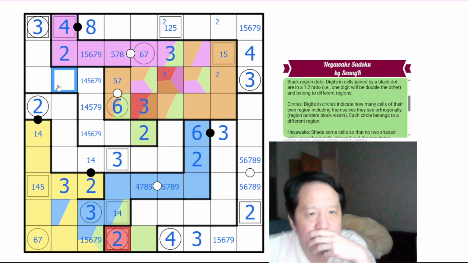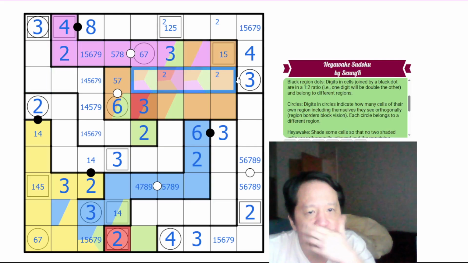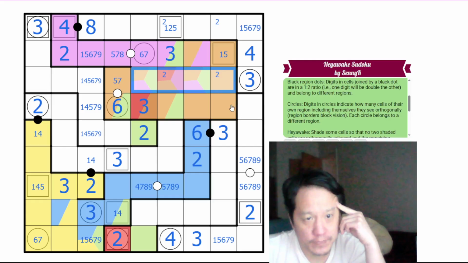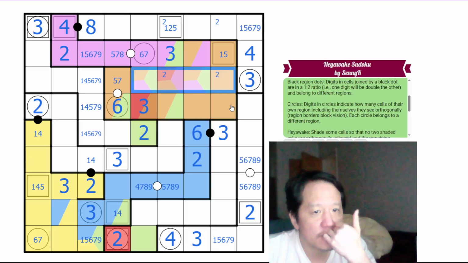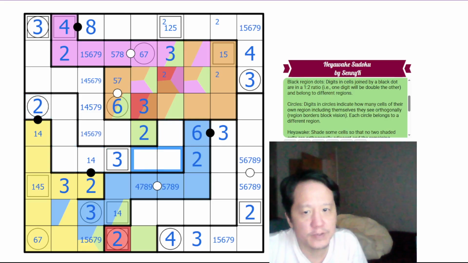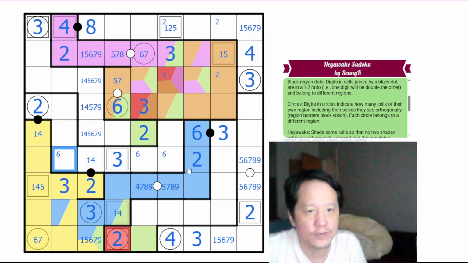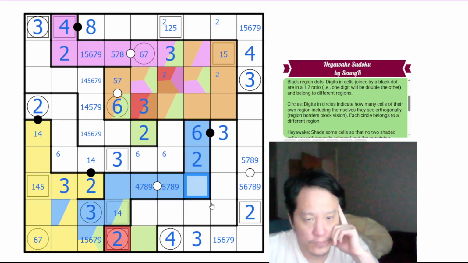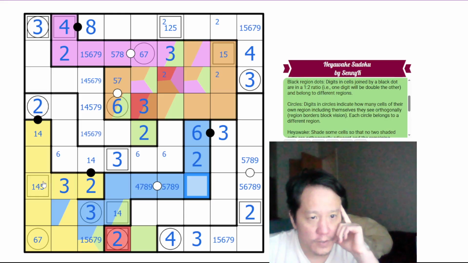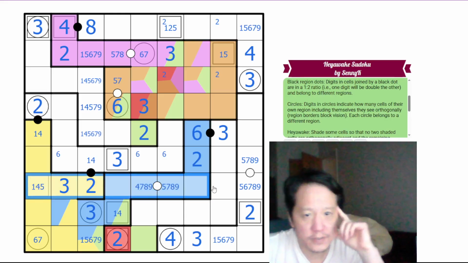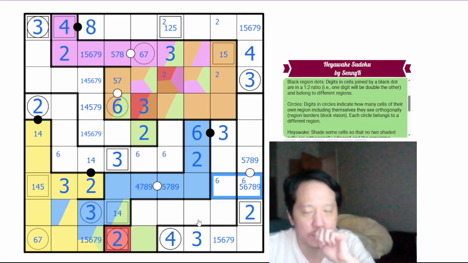This can't be 4. 4 could be any of these. Whereas 6 in this region here, it cannot be here or here, so it must be one of these 3 cells, which means this cannot be 6 here. This can't be 6, this can't be 6, so 6 is one of these 2 cells.